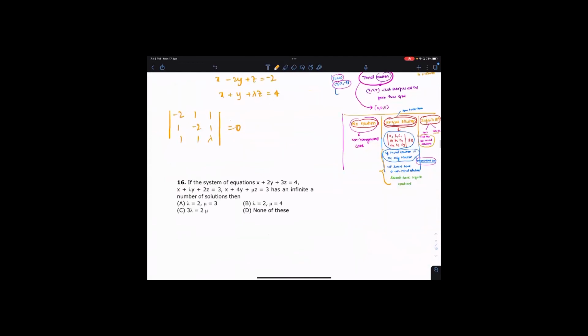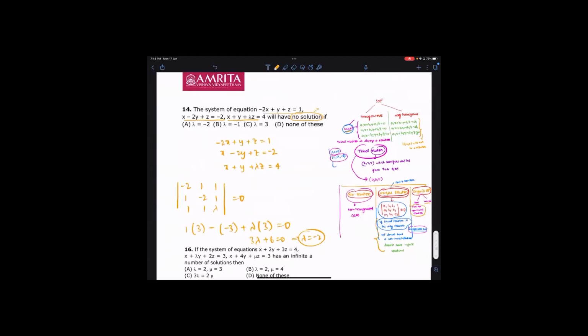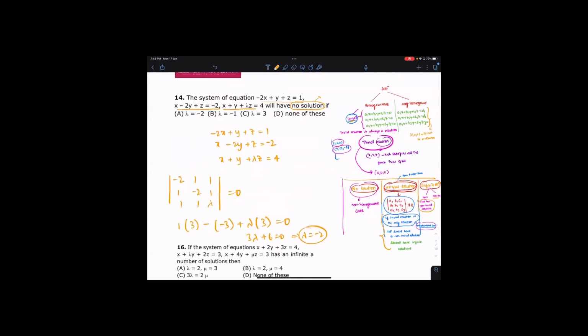Now, what will I get if I solve for lambda? Taking the third row: 1 into (1 plus 2), that is 3, minus 1 into (minus 2 minus 1), that is minus 3, plus lambda into (4 minus 1), that is 3. So we are getting 3 lambda plus 6 equal to 0, which implies lambda equals minus 2. So when lambda is minus 2, the system of equations will have no solution, is what we are getting.